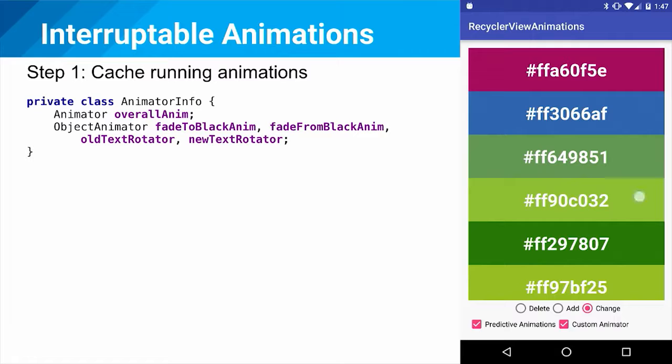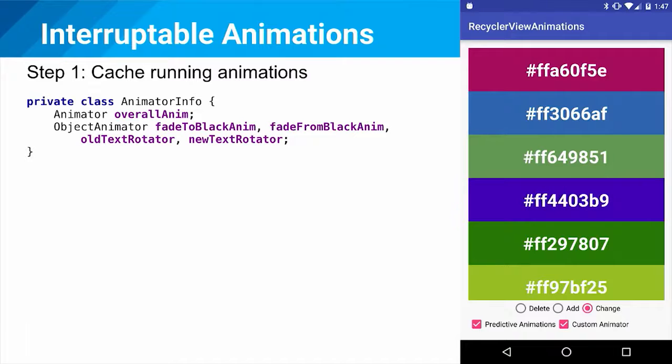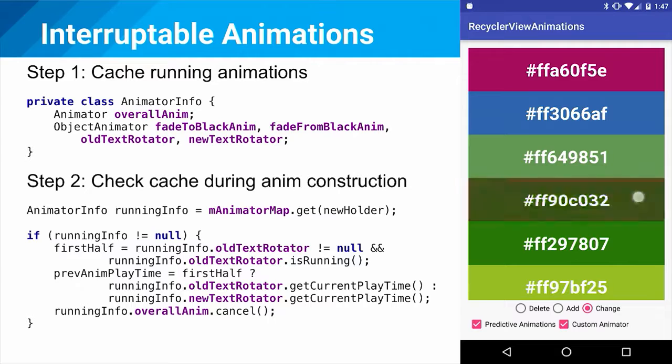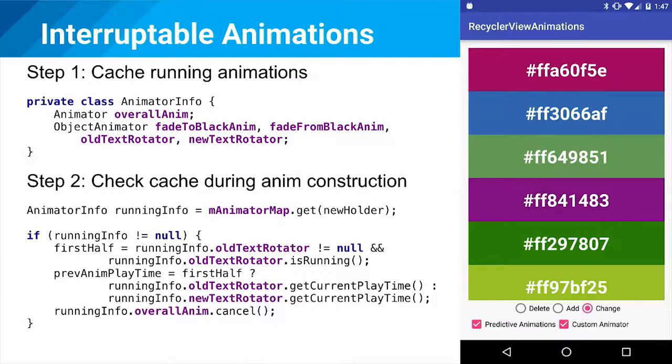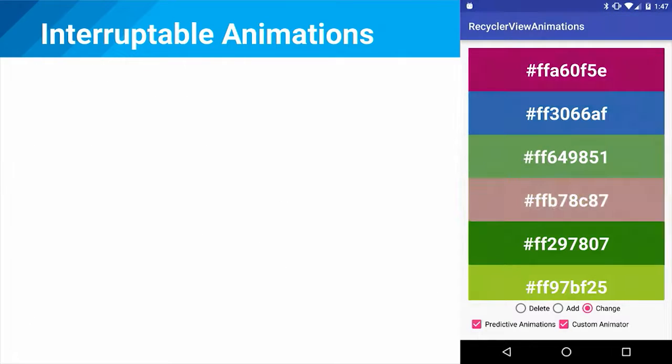So how do we do that? First of all, we need to cache the running animations. We're going to need to retain information about what's actually running on each item so that we can get that information later. So we're going to cache this in this little data structure. And then we're going to check it. When we're told to animate a change, we're going to say, well, are there any animations currently running on this thing? If there are, let's record some information about that. Are we in the first half of the animation or the second half of the animation? And how far are we in those animations?